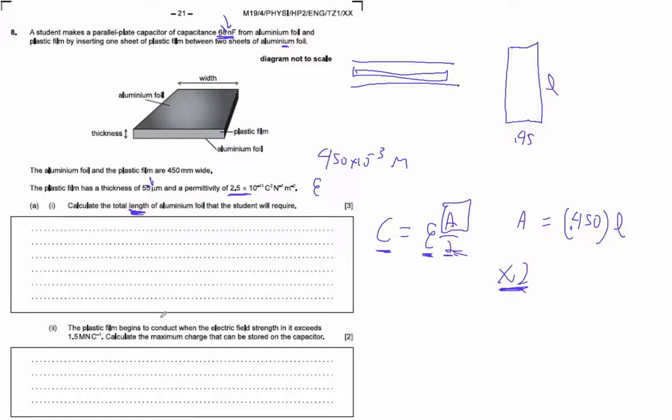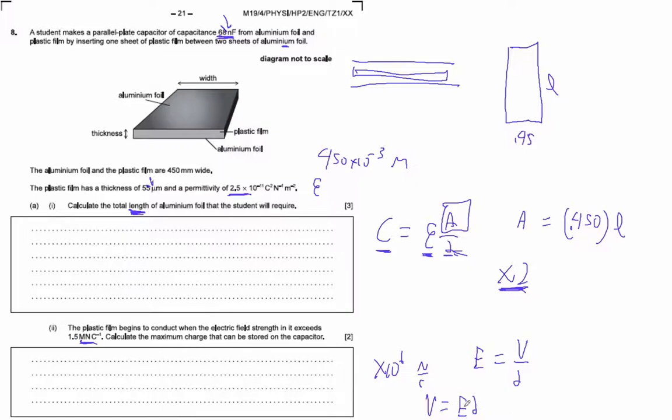Okay. And then it says the plastic film begins to conduct when the electric field strength in it exceeds 1.5 meganewtons per coulomb, right? So that's times 10 to the 6th newtons per coulomb is what that means, right? Calculate the maximum charge that can be stored on the capacitor, right? So remember that the electric field strength is the voltage divided by that distance, right? They use an R in the data packet, but I like D, right? So the voltage is going to be E times D, and you can figure that out, right?